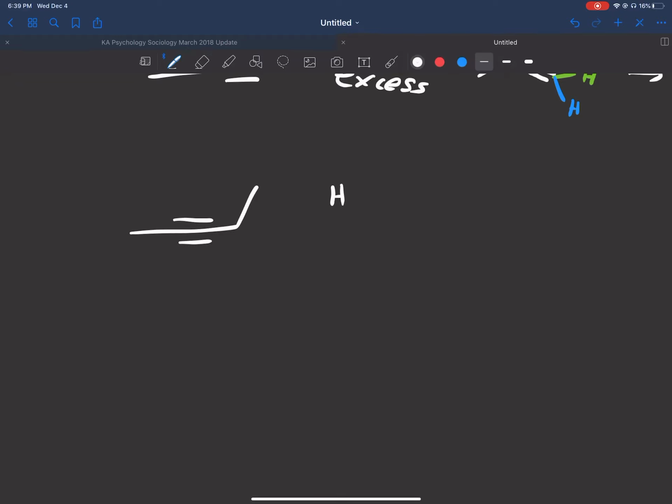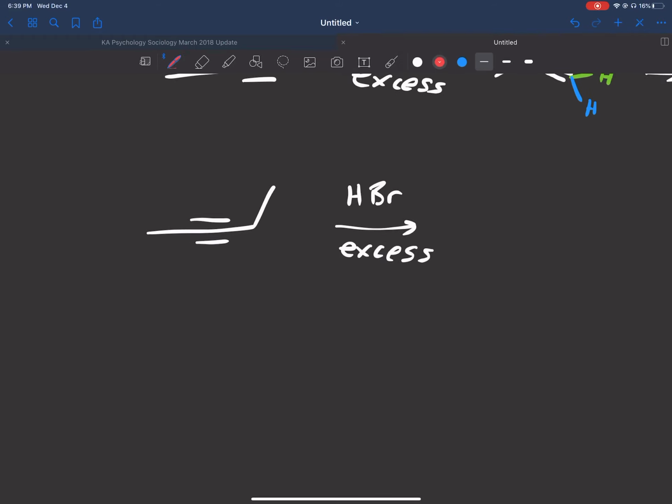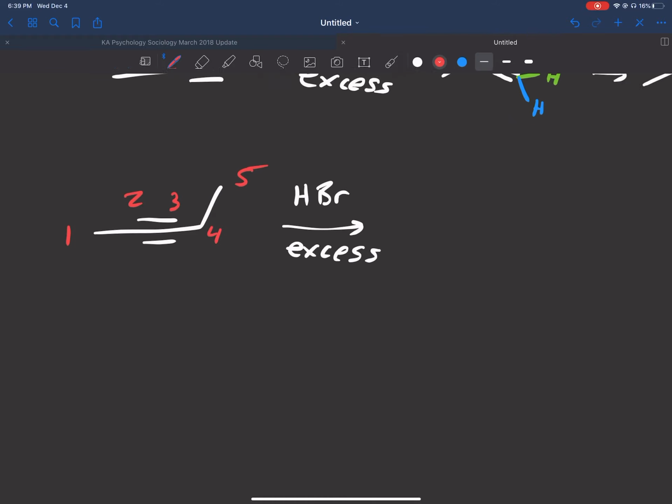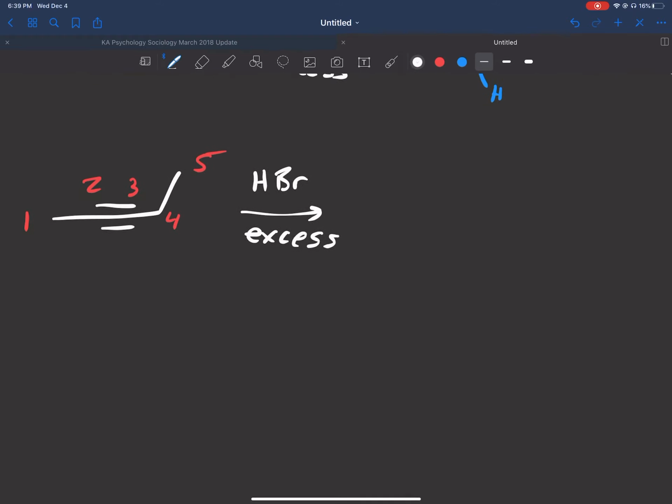So when we write, like, let's say HBr excess, we can get a product on, so let's count carbons first. 1, 2, 3, 4, 5. We're going to react with either carbon 2 or 3. So your product, you'll get 2 of them. It can be 1, 2, 3, 4, 5. The 2 halogens right there.